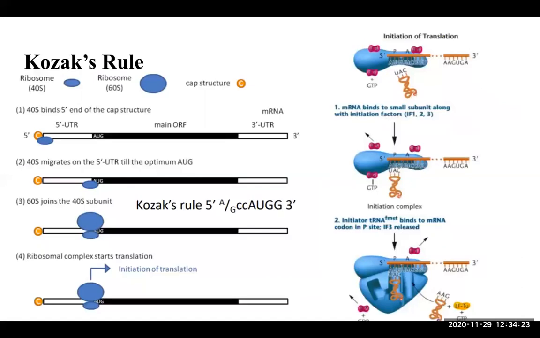The next rule is Kozak's rule. This describes certain steps in how the ribosomes bind and form the cap structure. In the first step, the 40S binds the 5' end of the cap structure. In step 2, the 40S migrates on the 5' UTR until it gets to the optimum start codon AUG. And then the 60S will join the 40S subunit, and the ribosomal complex will start the process of translation.